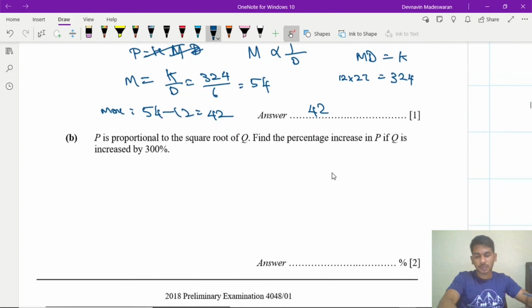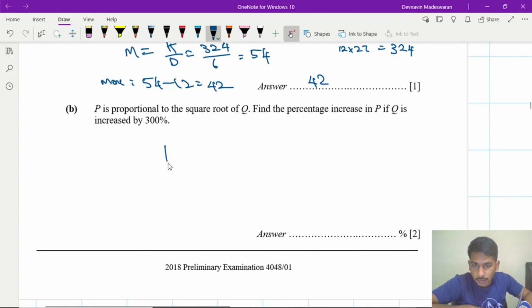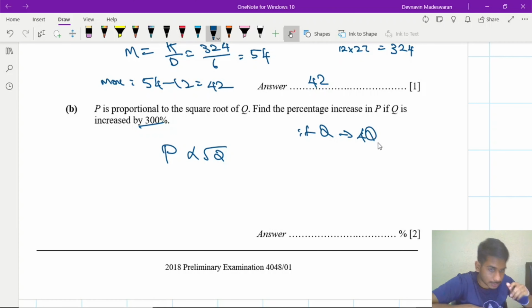P is proportional to the square root of Q. Find the percentage increase in P if Q is increased by 300%. Increased by 300%. So it's like 100% is 1Q, 300% is 3Q. You increase it by 3Q, so it becomes 4Q. If Q becomes 4Q, that's what they're saying.